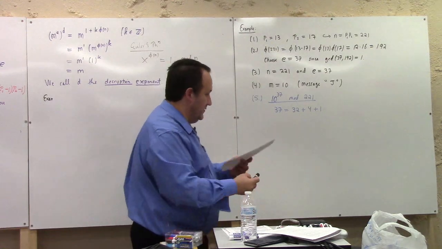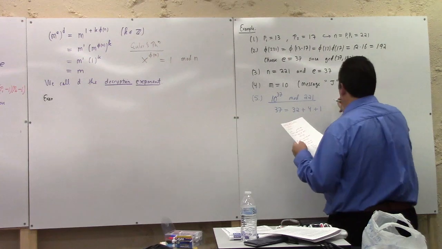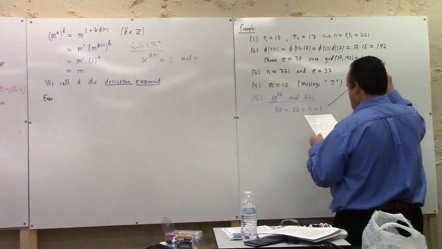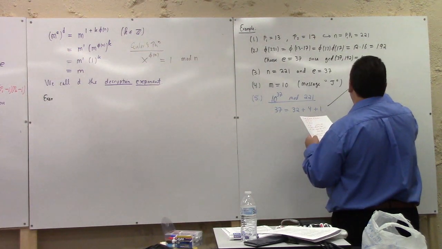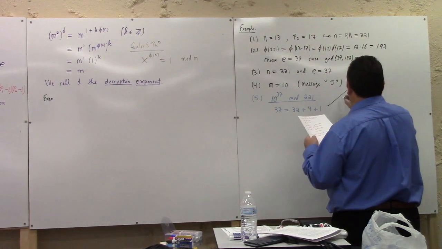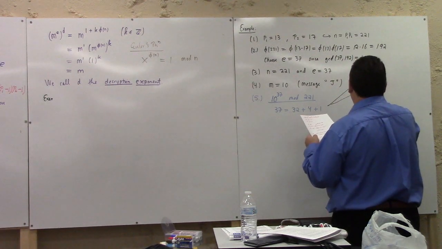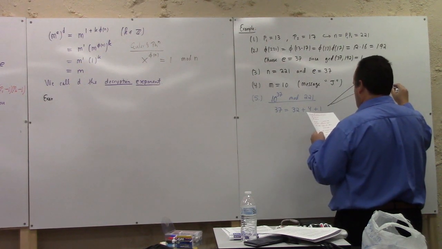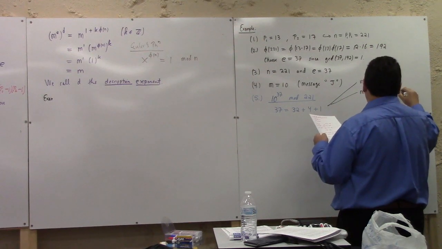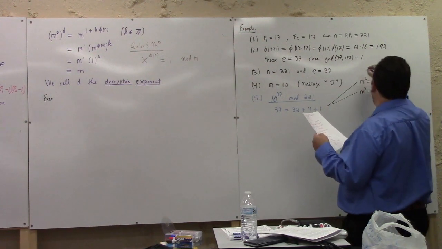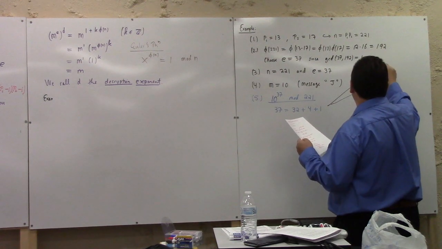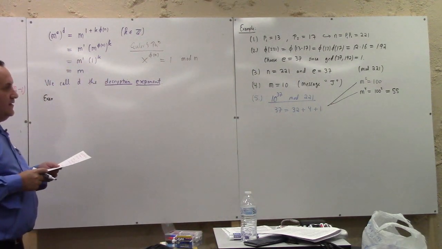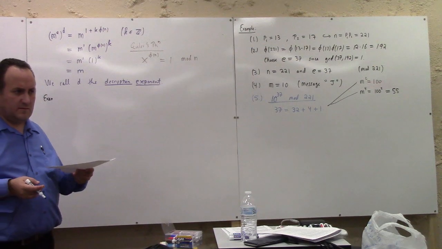Let me just throw some things up here. So first of all, m squared is 100. M to the 4th is 100 squared, which is, by the way, equal to 55, mod 221. This is all mod 221. So how did I get that 55? Do you guys want me to tell you?